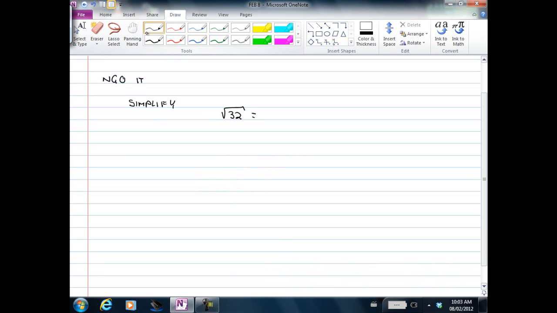Jason, did you get this? I can't remember. Nope. Who was it? Harsh? Risham, what do you have? 4 root 2. 4 root 2 is actually correct. Now, Risham, how do you do this? You find 2 numbers, one of them that multiply to 32, and one of them that's a perfect square.